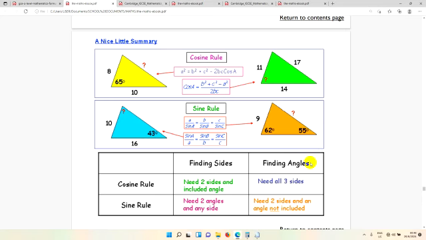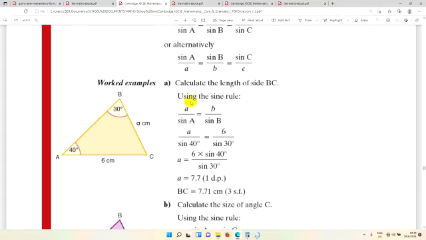So I will start with, I think, sine. I like sine. We'll start by calculating a missing length. Right, so I have an example.